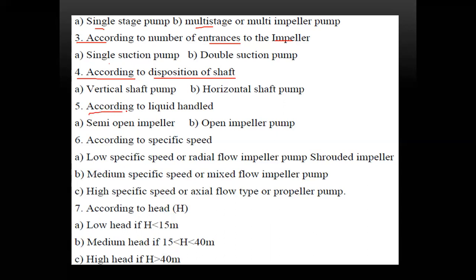Next one is according to the liquid handled: how you are handling the liquid, semi-open or open type of impeller. Next, according to specific speed, you have low specific speed, medium specific speed, and high specific speed. The seventh one is according to the manometric head. Low head is less than 15 meters, medium head is between 15 and 40, high head is more than 40 meters. So in total you have 7 classifications of centrifugal pump. Keep this in mind.